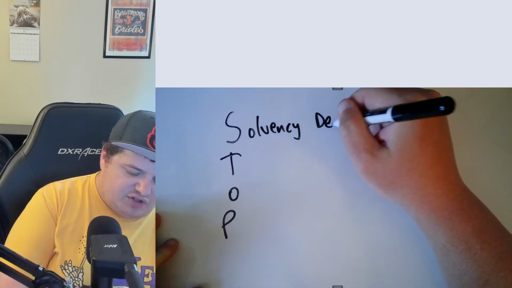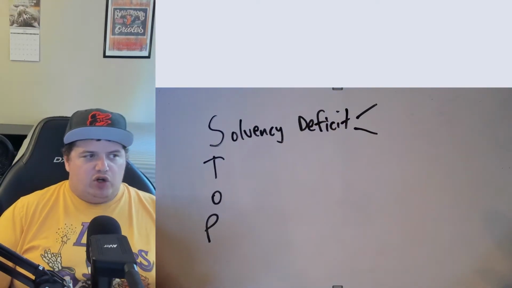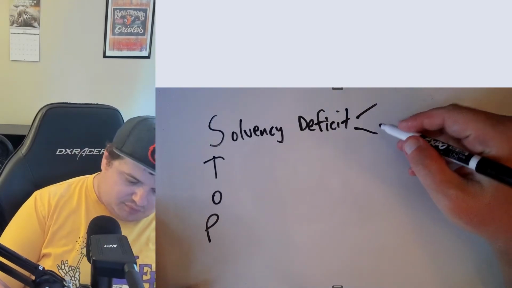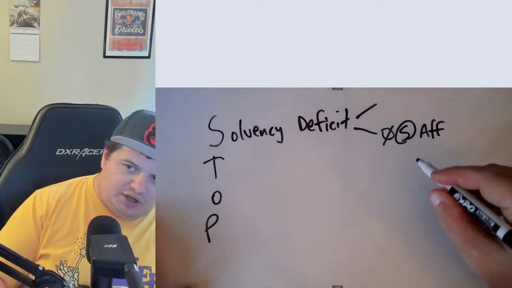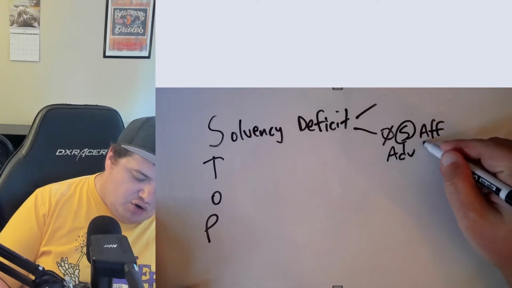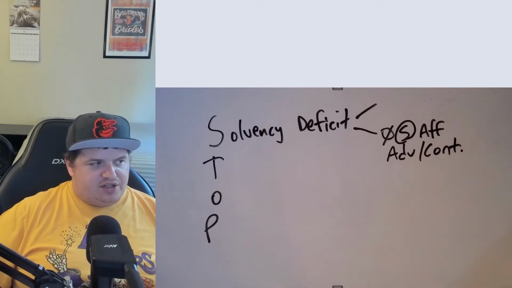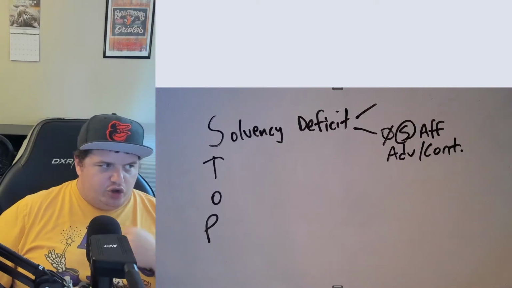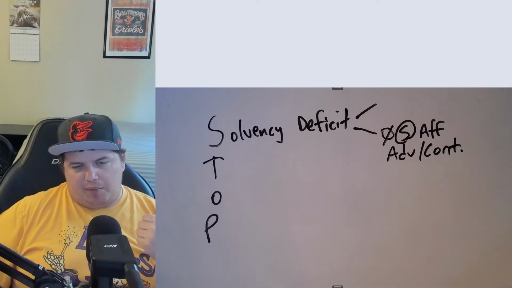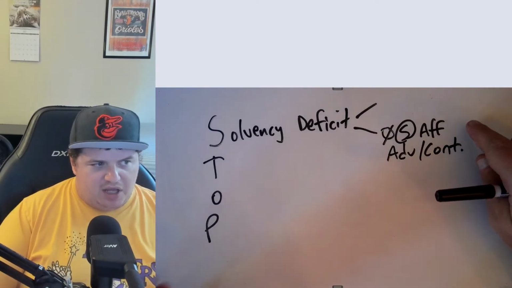A solvency deficit can come from 2 angles. The first way is that they don't solve the affirmative in the debate. This normally says there's some advantage or contention that the affirmative has read that the counterplan does not solve. So if I read a federal jobs guarantee and I say it solves the economy, and the negative says a UBI counterplan solves the economy, an argument that a UBI counterplan doesn't solve the economy would be a solvency deficit.